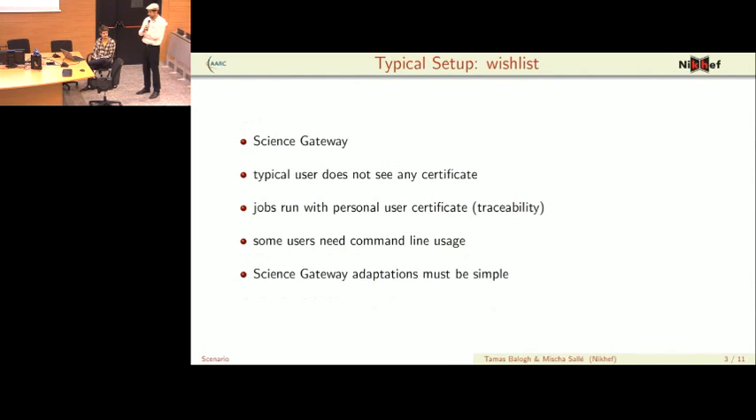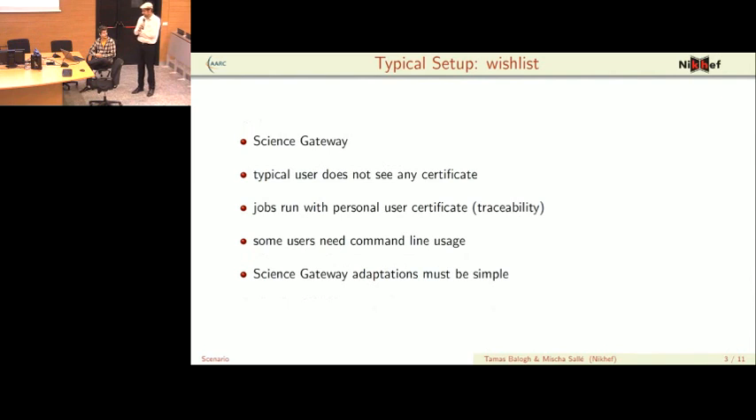Currently, this is usually done with robot certificates, but we don't like that so much because with robot certificates, you can't really trace the individual users. And in cases of incidents, that's a problem. And also for accounting, it's much more tricky. So we like the users to have real user certificates, but still not see them themselves.